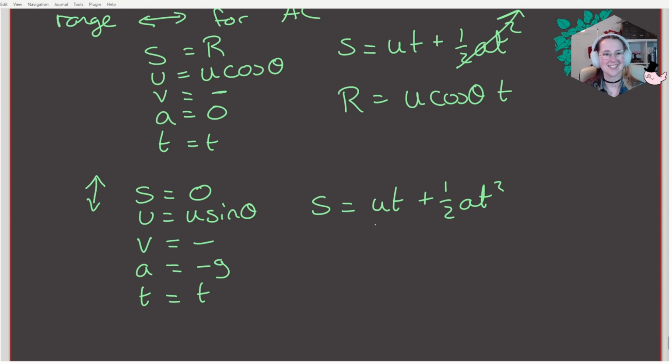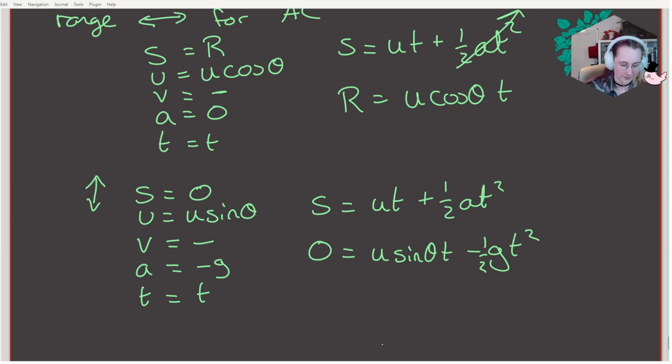Hey, monkey man, how's it going? So we now have 0 is u sine theta t minus half gt squared. Whoops.